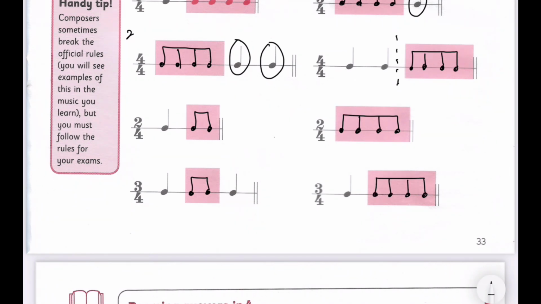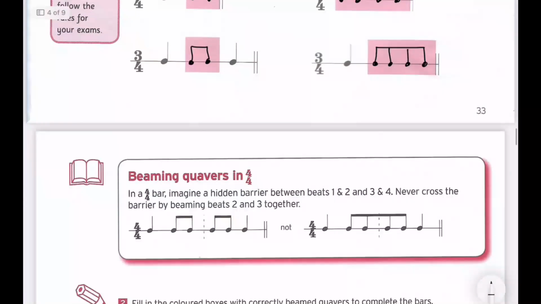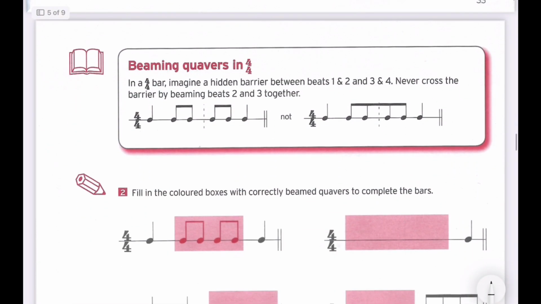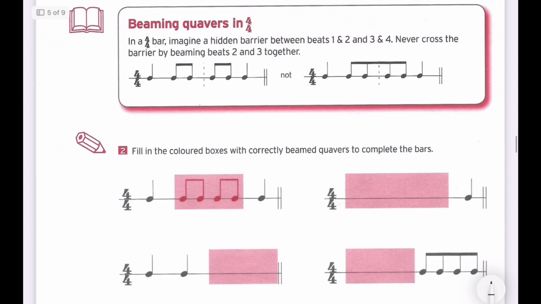Okay. So I hope you understood this much. Next one is called beaming quavers. So beaming quavers, again, you have to remember the imaginary line hidden between beat 1, 2 and 3, 4. So you can see this is beat 1, beat 2, beat 3, and beat 4. There's an imaginary line in between. Okay, same thing here. Beat 1, beat 2, beat 3, and beat 4.